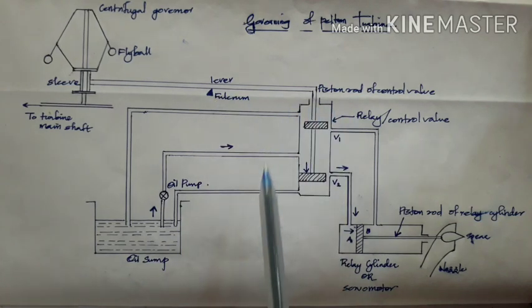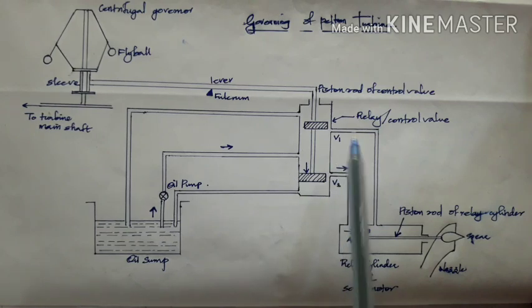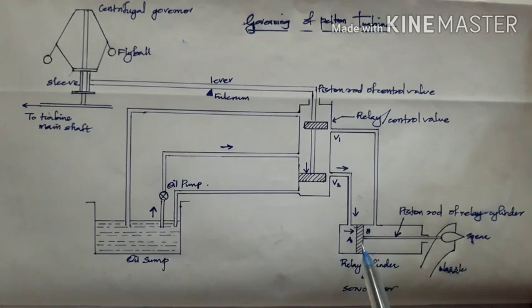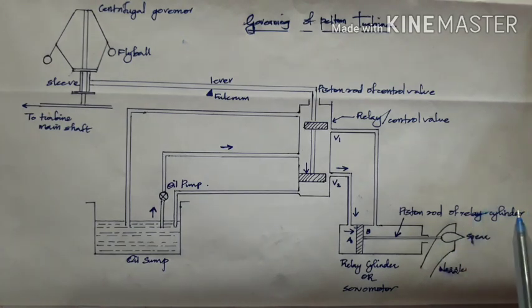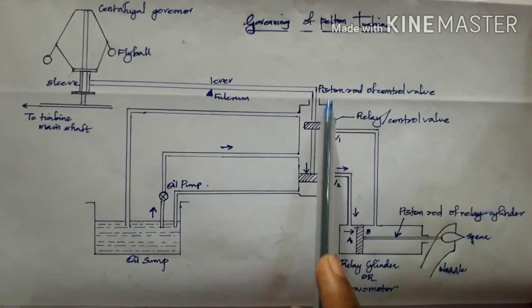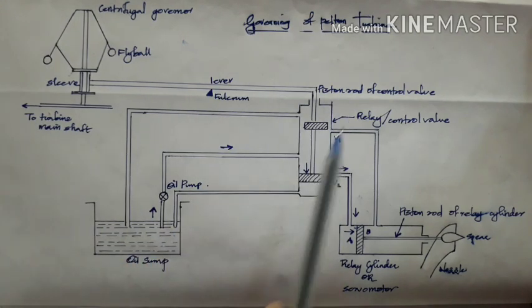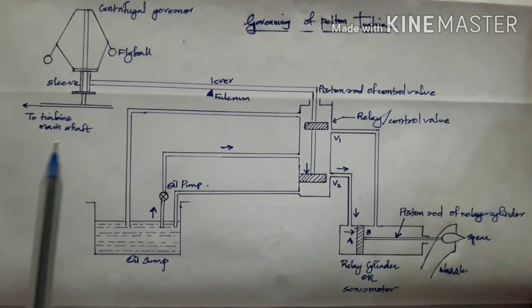And this control system consists of a relay valve or control valve, not one but two valves, and these two valves are connected to a relay cylinder having a piston with one end connected to a spearhead, and this spearhead maintains the area of supply of water to the turbine. And again this piston rod of control valve is connected to an oil sump also. So this is the simple arrangement for the governing of a Pelton turbine.